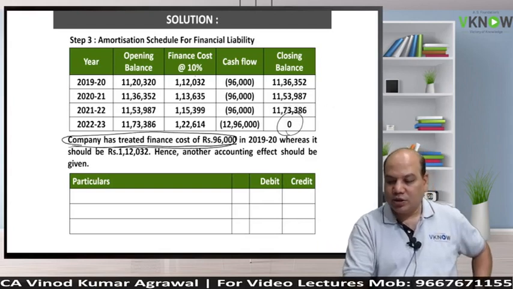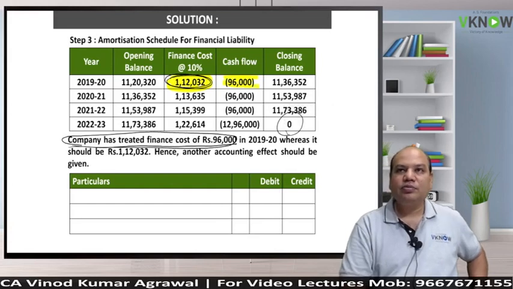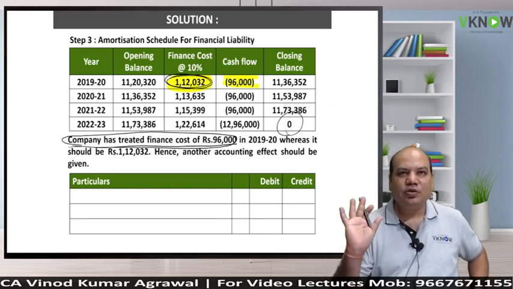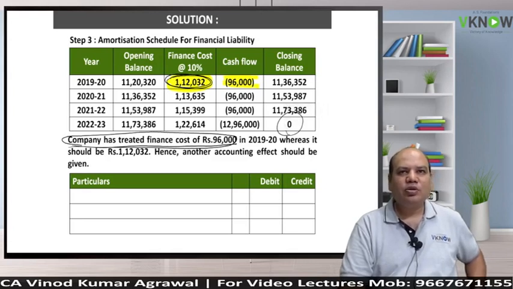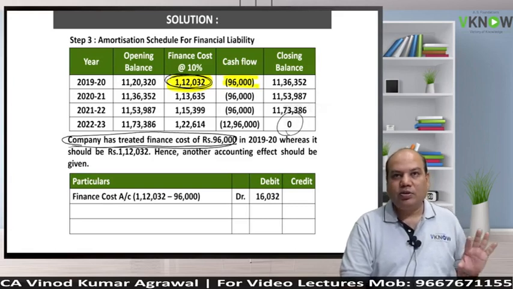But in the first year, if you look above, this highlighted one is the finance cost. 96,000 they have already treated as a finance cost. So I will pass the entry for the difference only. Otherwise, I will reverse the previous entry, then pass a fresh set of entries, or you can just pass the entry for the difference. How much is the difference? 16,000 something. So that I will treat as finance cost.